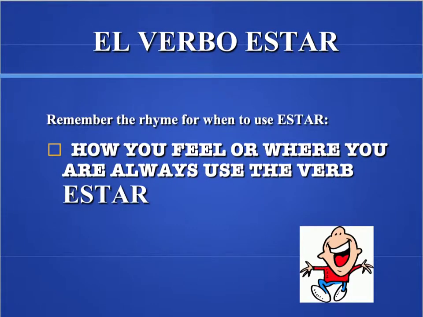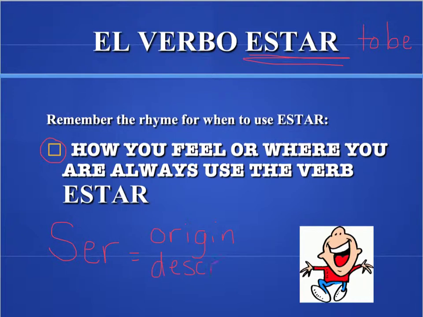Okay, so we need to know when to use estar. Like I said, it means to be. And here's a little rhyme to help you remember it. How you feel or where you are, always use the verb estar. Okay, so we've already seen the verb ser, and you know that means to be as well. And that's when we want to talk about origin, like where you're from. Okay, and description, so saying what you look like. And that's not how you feel, that's what you look like. Okay, so how you feel or where you are, always use the verb estar.